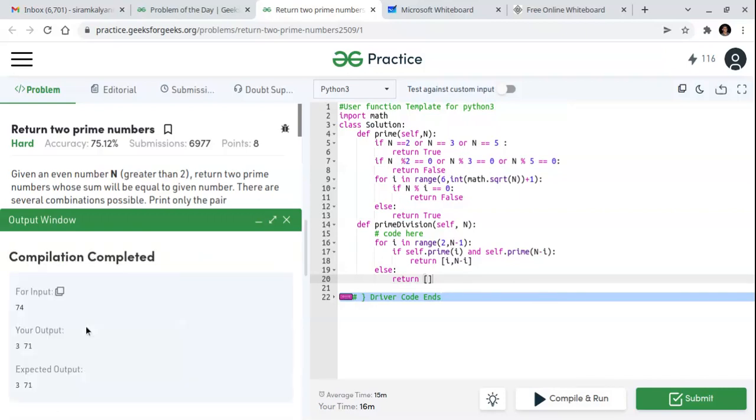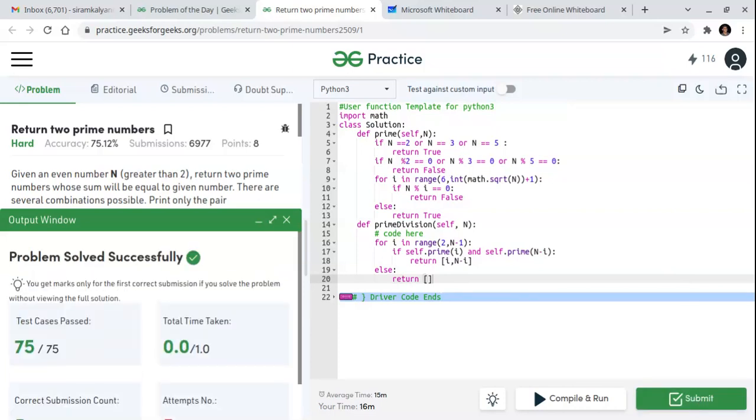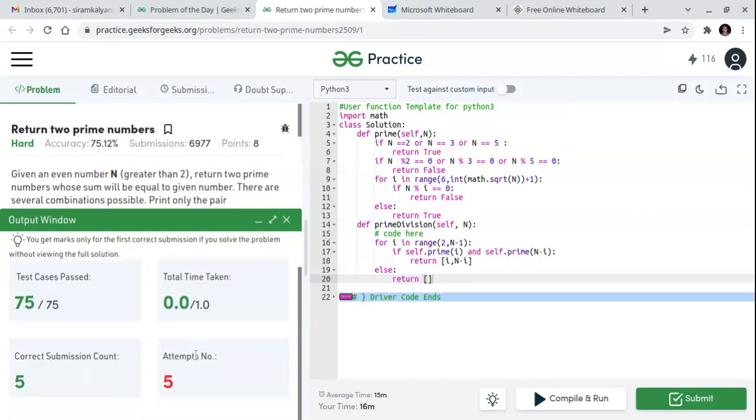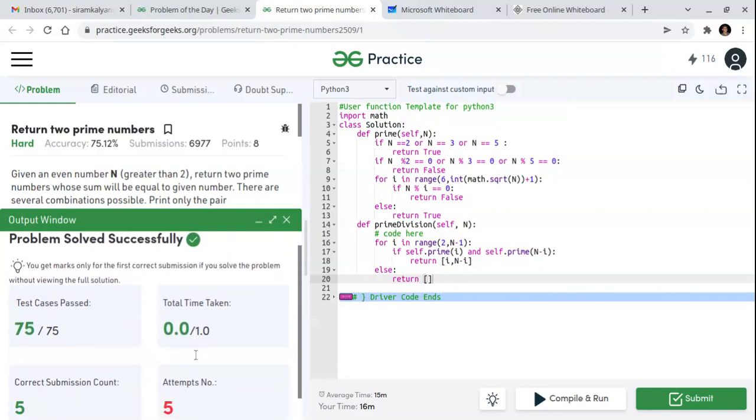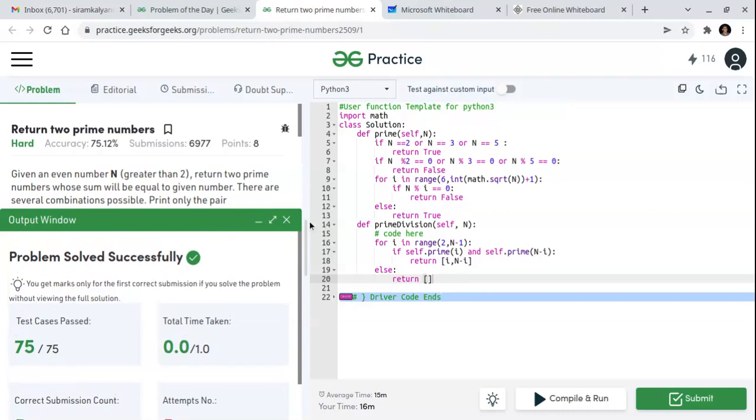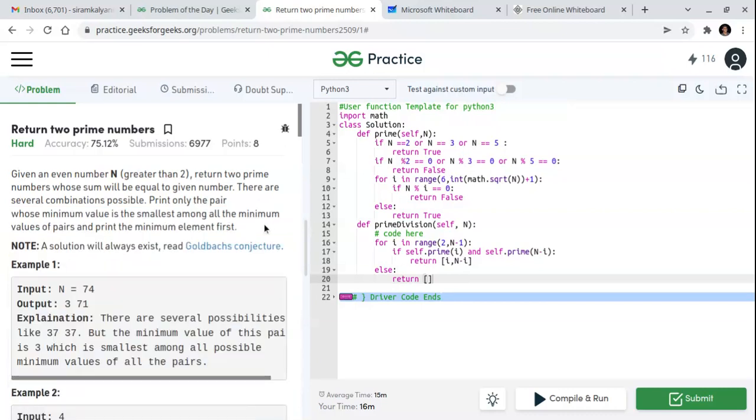Okay, the compilation shows no errors and the test case is passing, right? So we're going to submit our code. I have already written code for this, so the attempts count has increased. You can see all the test cases passed, and we have solved the return two prime numbers question from GeeksforGeeks.